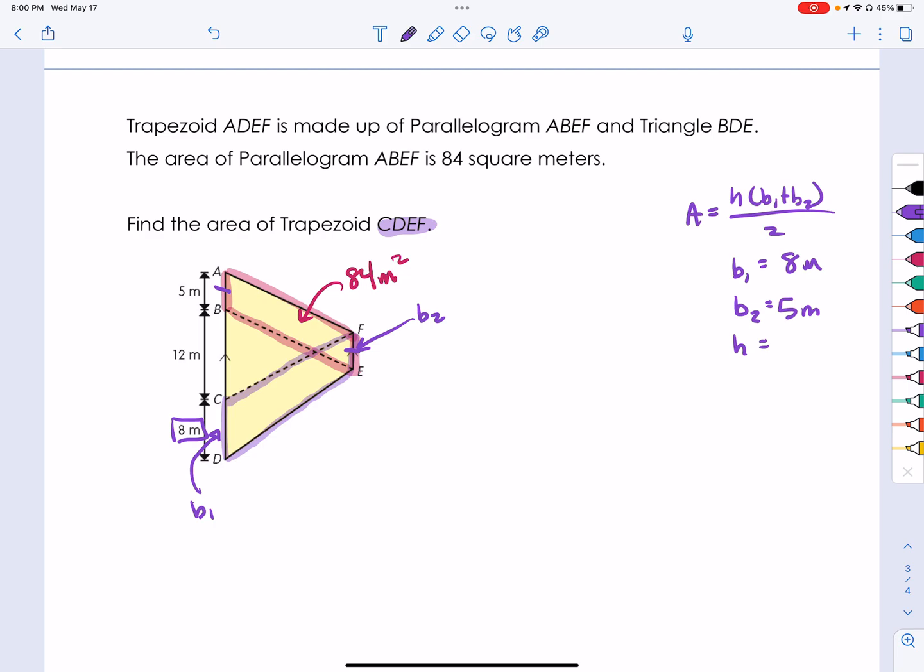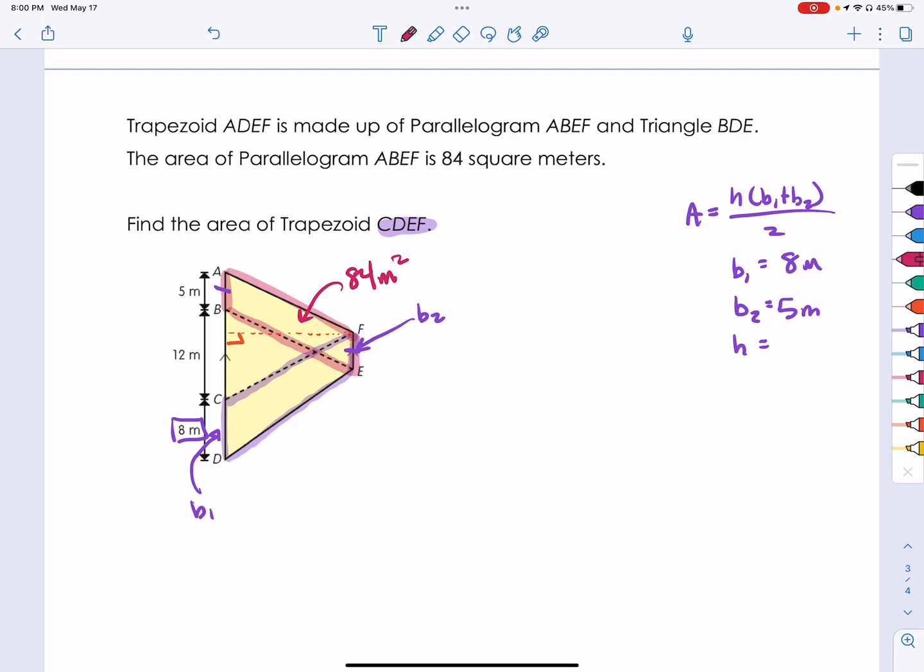And so the height is going to be perpendicular to those bases. So I'm going to grab a different color. And so if this here is going to be our height, we got to figure that out. And we don't know that yet. Luckily, though, we have other information that we can use to help us figure that out. So we're going to put purple on hold while we try to figure out the height.